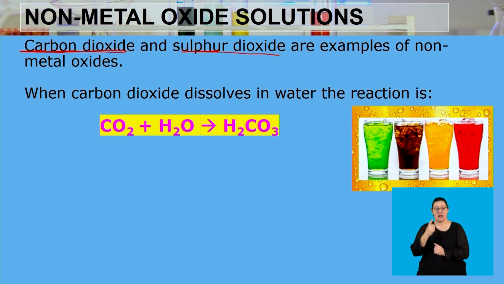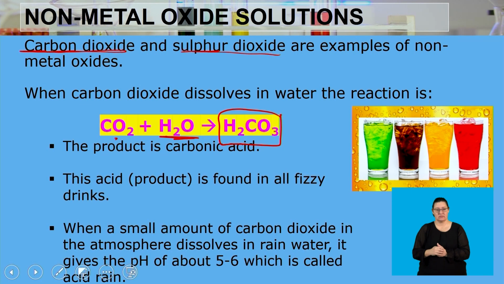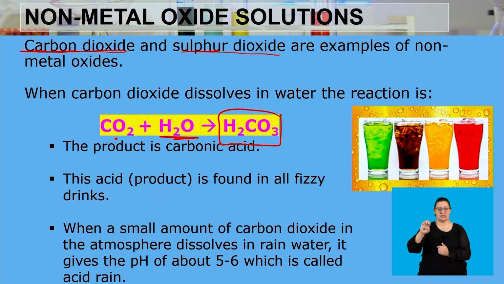Now, when that carbon dioxide is dissolved in water, the product of reacting the carbon dioxide and water is something called carbonic acid. The product is called carbonic acid, what you find in our fizzy drinks. When you open a bottle of Coke, that fizziness that you find there is our carbonic acid. This acid is found in all fizzy drinks, as we have said. You can find it in your Coca-Cola, in your Fanta, in all other fizzy drinks that you drink. They have this particular acid.